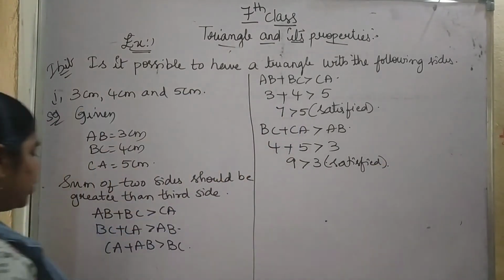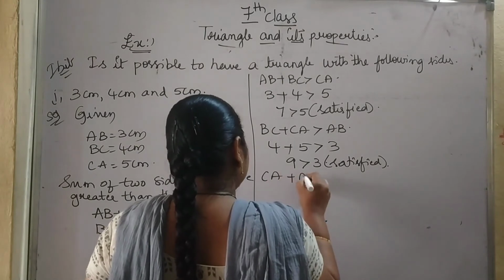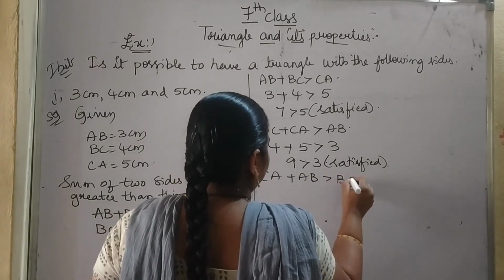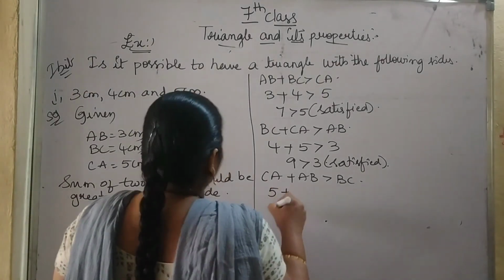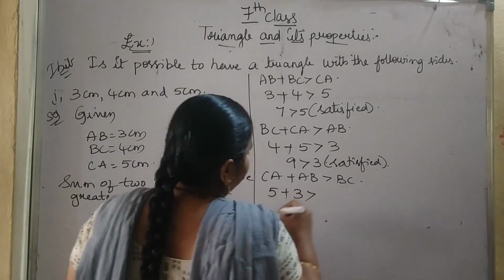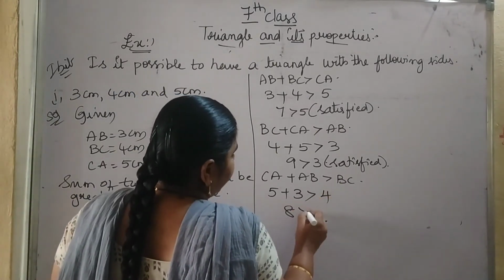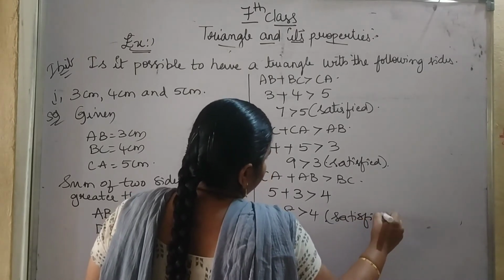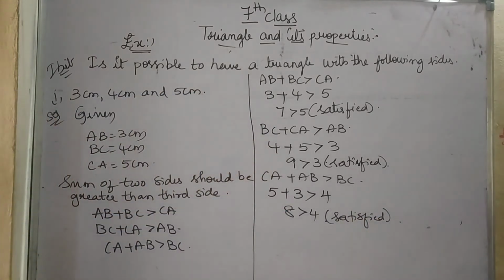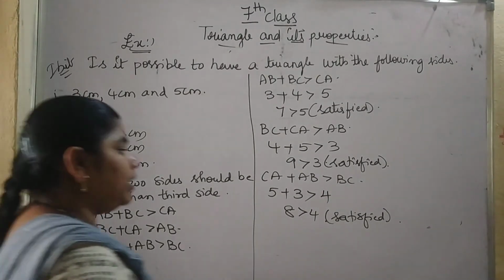Next, the last condition: CA plus AB should be greater than BC. What is the CA value? CA is 5. AB is 3. Should be greater than BC, which is 4. So 5 plus 3 is 8. 8 is greater than 4. So it is satisfied. So here all three conditions are satisfied. So with the given measurements, a triangle can be formed.